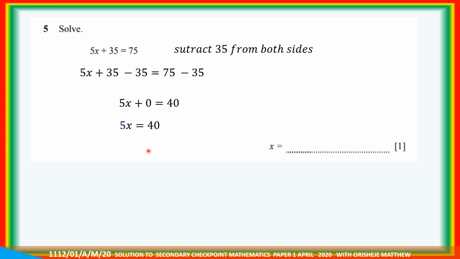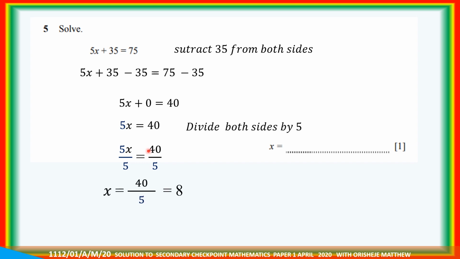So what will I multiply by 5 to give me 40? That is what it means, 5s equals 40. So in other words, you divide both sides by 5. 5s divided by 5 will give me s, and 40 divided by 5 will give me 8. So your answer is s is equal to 8. If you want to check this, let's substitute it into the main question. So you have 5s, 5 times 8, that will give me 40. 40 plus 35 will give me 75. So that balances the question.